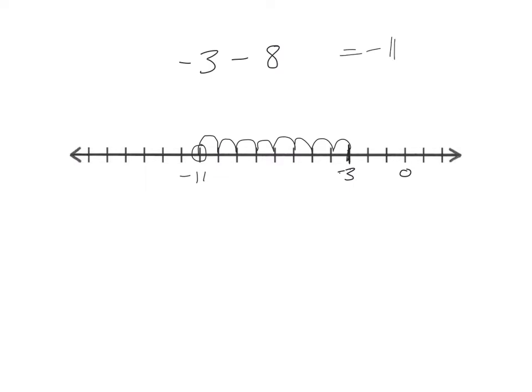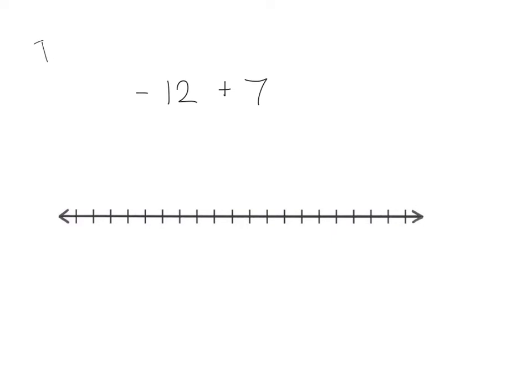Now, you might be noticing something. Negative 3 minus 8. What if it was just a simple 3 plus 8? What's 3 plus 8? Positive 11. But if I have a negative 3 minus an 8, the answer is negative 11. Well, something to think about. All right, so I want you to try this one. Pause the video, play it when you're done, see how you do.